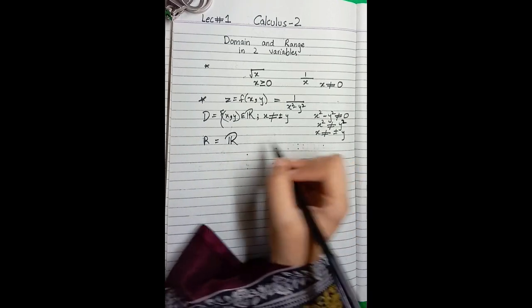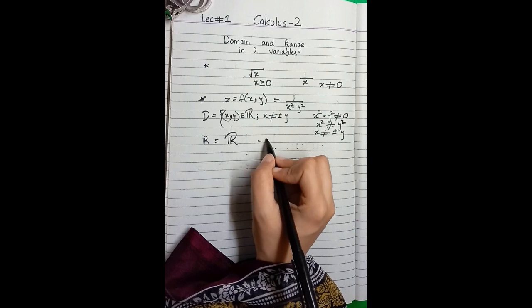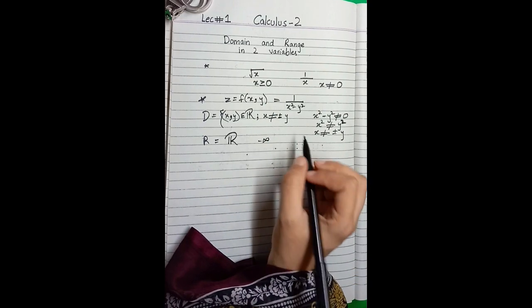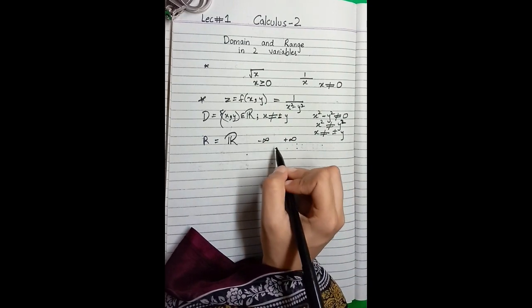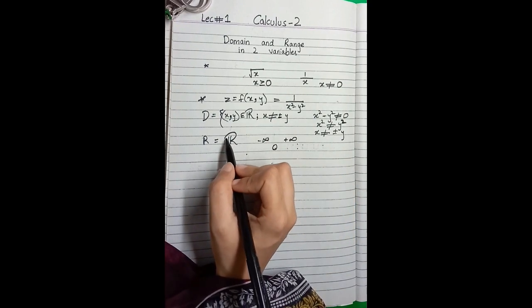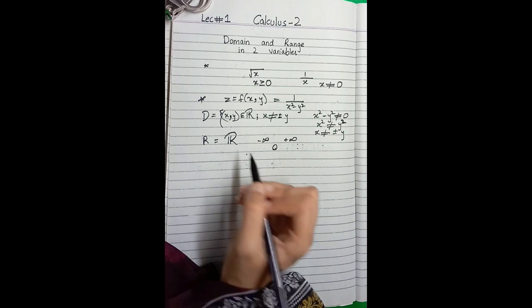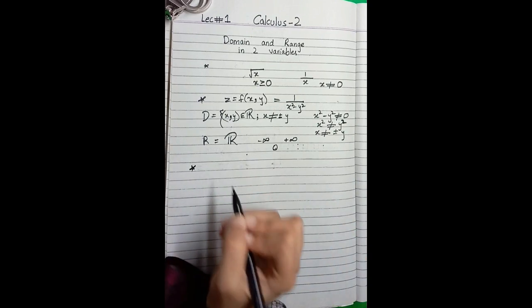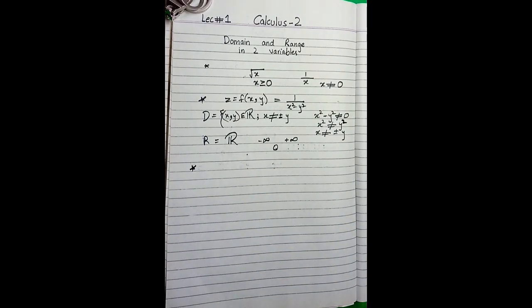We will get all the values from negative infinity to positive infinity, including 0. So this is our range. We can write it as all real numbers. Now we will take another example to understand. We are taking a bit different example.